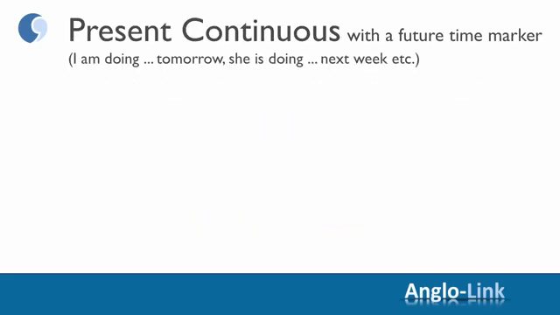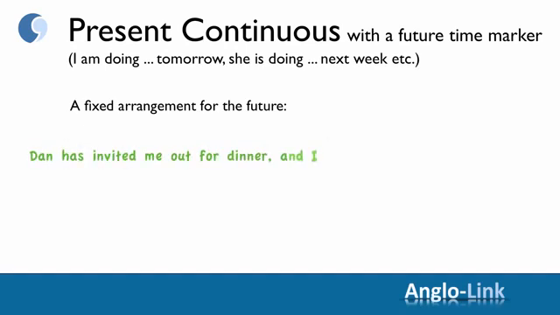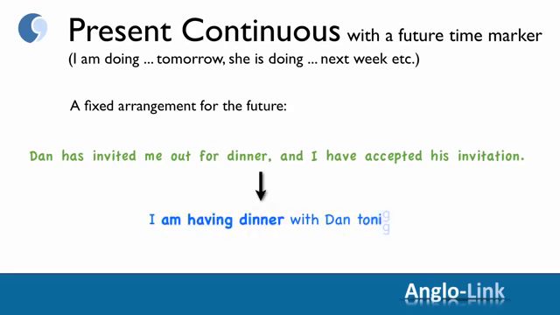Right, then we contrasted going to with present continuous with a future time marker. I am doing something tomorrow. She's doing something next week, etc. And as you will remember, this refers to a fixed arrangement for the future. For example, Dan has invited me out for dinner and I've accepted his invitation. We have a date. So you should say, I'm having dinner with Dan tonight.